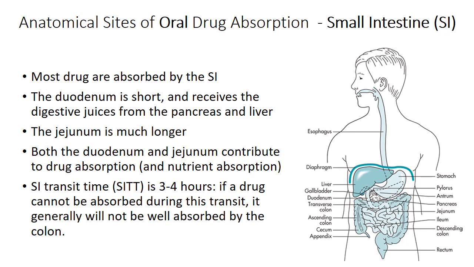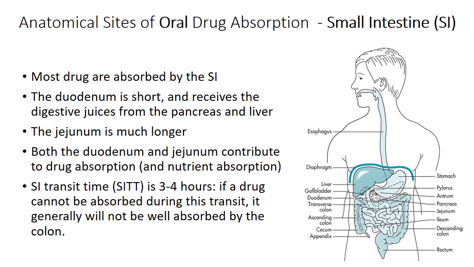Now, this is kind of the workhorse. The small intestine absorbs most drugs. The duodenum is short, much shorter than the jejunum, and receives, of course, the digestive juices from the pancreas and the liver. The jejunum is very, very long compared to the duodenum. They both contribute to drug absorption, but the jejunum probably has the largest role.